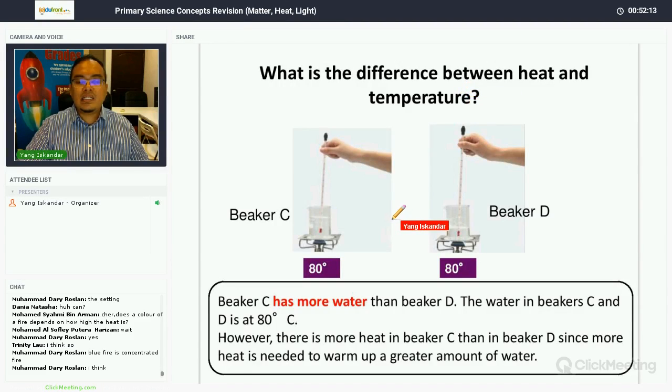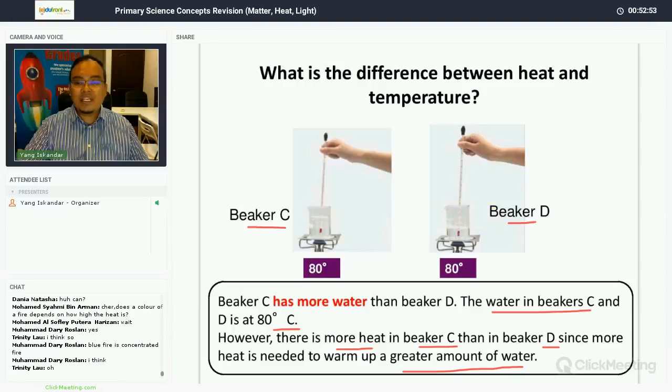Let's take a look at another example. This is beaker C and beaker D. Both beaker C and beaker D have a temperature of 80 degrees Celsius. The temperature is the same, 80 degrees Celsius. But there is more water in beaker C as compared to beaker D. So the water in beakers C and D is at 80 degrees Celsius. However, more heat is in beaker C than in beaker D, since more heat is needed to warm up a greater amount of water. So you can see the difference here.